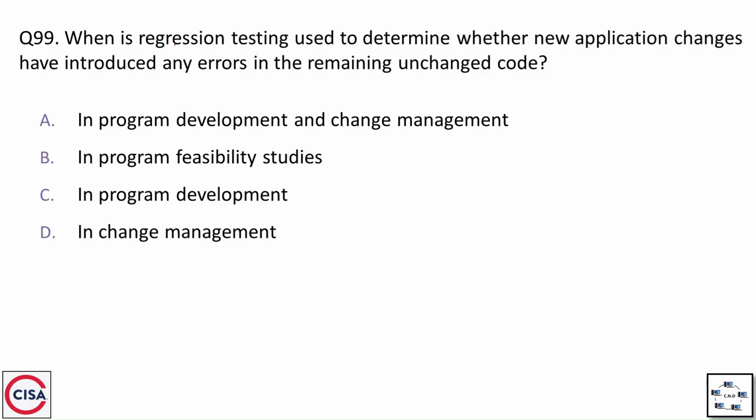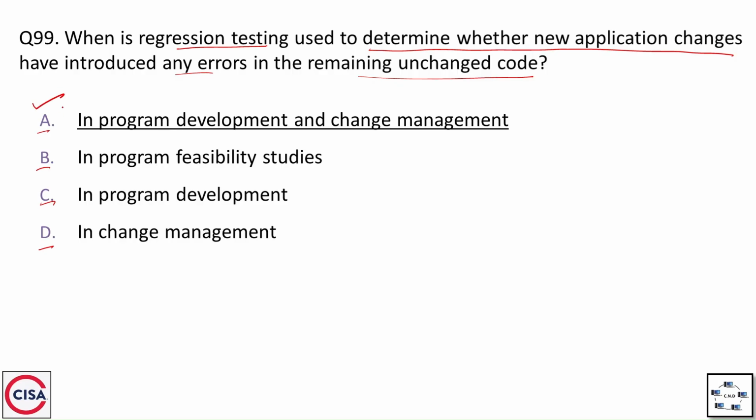Question number 99, when is regression testing used to determine whether new application changes have introduced any errors in the remaining unchanged code? Option A, in program development and change management. Option B, in program feasibility studies. Option C, in program development. And option D, in change management. And the correct option is option A, in program development and change management.